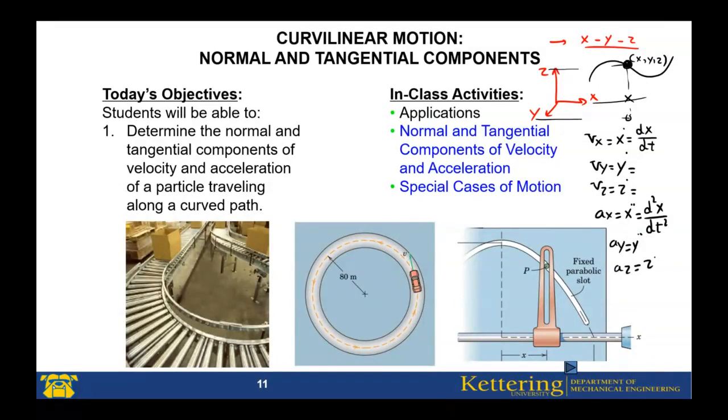Acceleration along the Z is Z double dot. This is what you learn. X, Y, Z will be given to you, and by finding the first or second derivatives, we can find the velocity and the acceleration of this point, for example this tag point, based on this X, Y coordinate system.